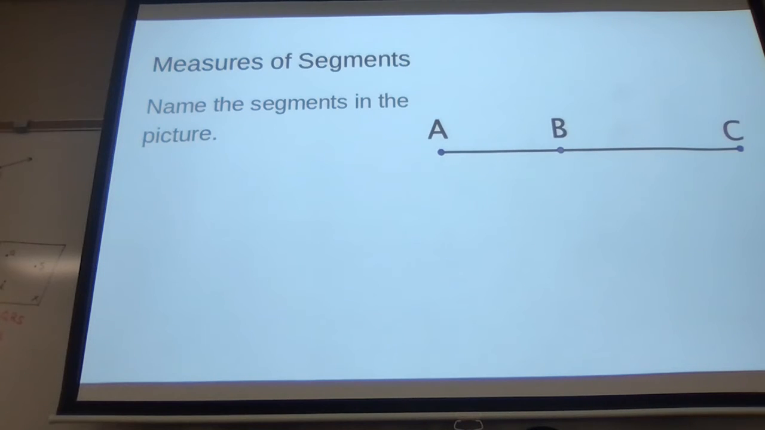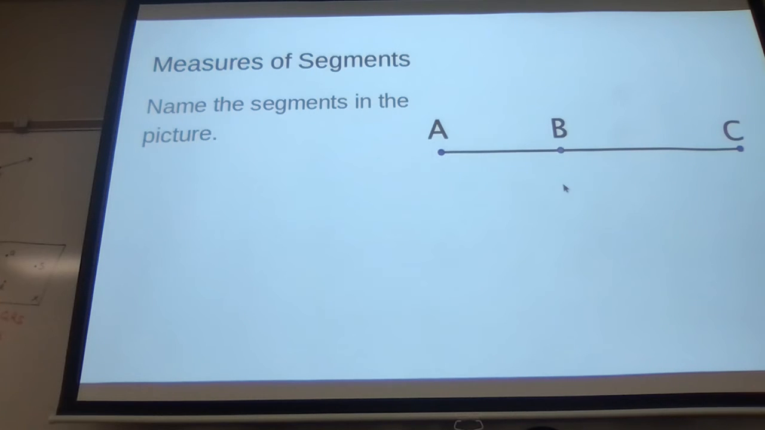Start learning your names, Jackson. BC. BC would work. That's this segment right here from B to C. There's one. Dean, what's another? AC. AC would work. That's the whole thing from point A all the way to point C. There's one other. Yep. You're Landon, right? Landon said AB. Segment AB goes from point A to point B.